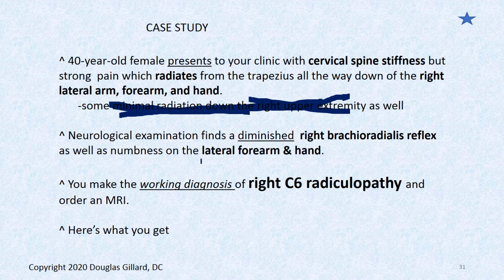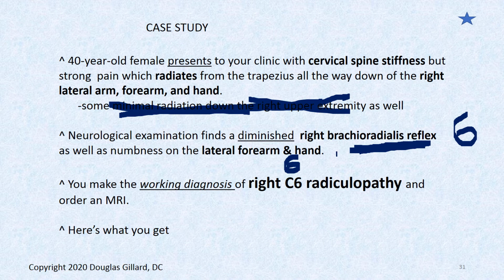Slide 31. Neurological examination finds a right brachioradialis reflex. Do you guys know which nerve root typically, but not always, supplies that? C6. As well as numbness in the lateral forearm and hand. What dermatome supplies that? Oh, look, C6.